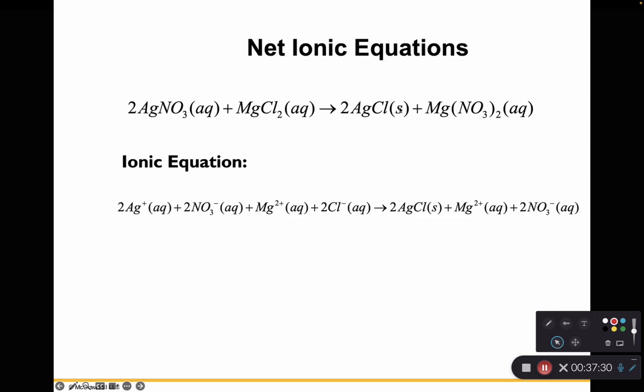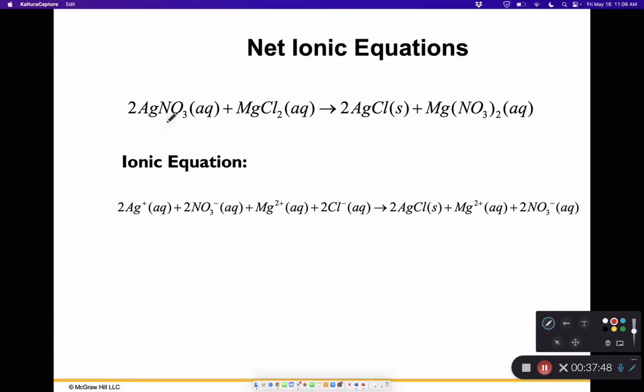When we have a molecular equation, we can break it apart. We can break it into an ionic equation if we place it in ionic form. So when silver nitrate is dissolved in water, in aqueous form, it will break down into silver and nitrate. Magnesium chloride will break down into magnesium ion and chloride ion. What will be the charges on them? We have already learned about this in earlier chapters, so I expect you to know them.